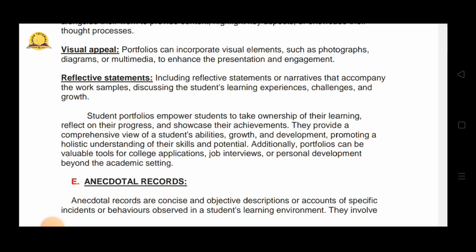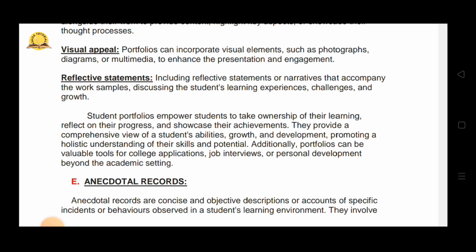Now, students' portfolios empower students to take ownership of their learning, reflect on their progress, and showcase their achievement. They provide a comprehensive view of a student's abilities, growth, and development, promoting a holistic understanding of their skills and potential. Additionally, portfolios can be valuable tools for college applications, job interviews, or personal development beyond the academic settings.